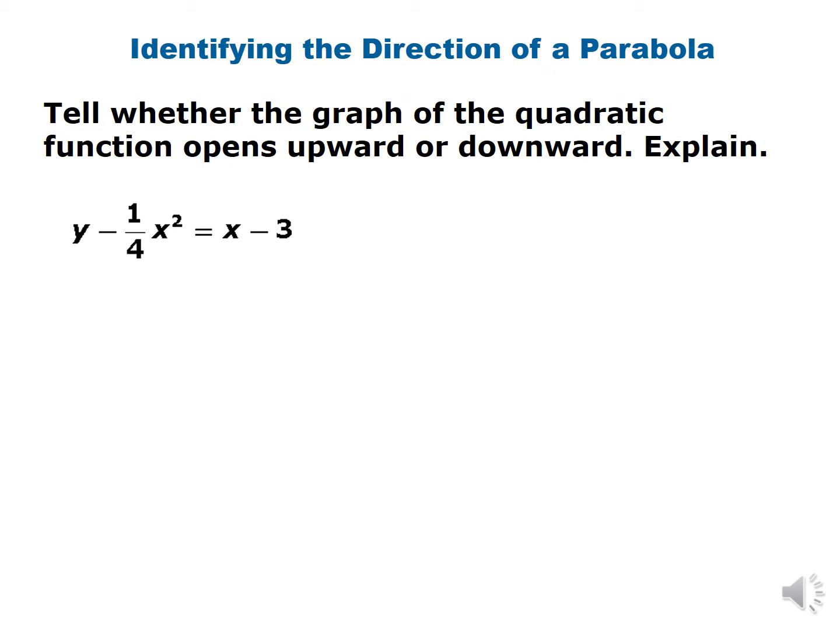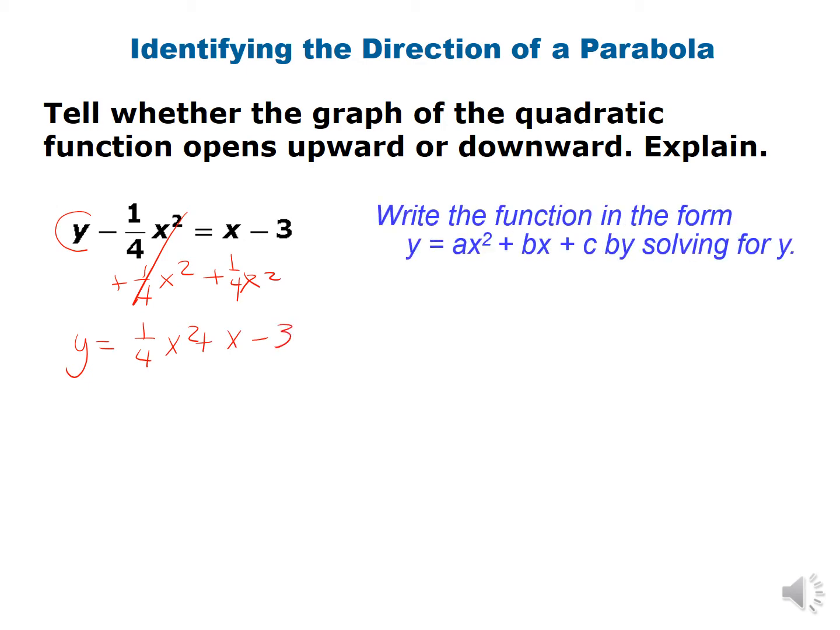So if you're identifying the direction of a parabola, the first thing you want to do is solve for y. So I'm going to add 1/4 x squared to both sides. And I get y equals 1/4 x squared plus x minus 3. And I can see that now I have it solved for y, and since a is greater than 0, the parabola opens upward.